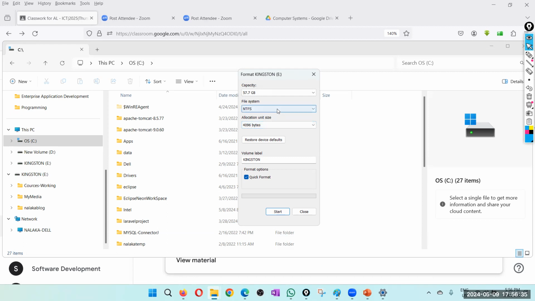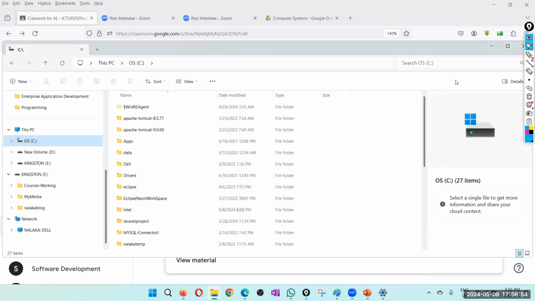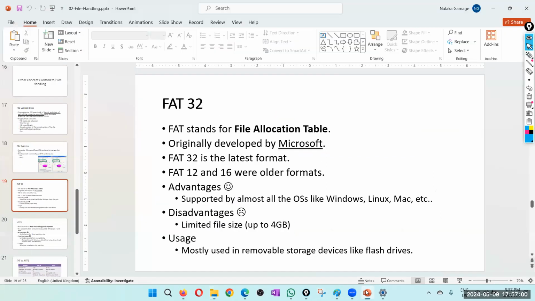So therefore, by default, when you insert a pen drive, even in the Windows environment, they format it according to the FAT format. Okay. So I don't want to format it anyway. And that is how it works. So the FAT versus NTFS, you must know these things.